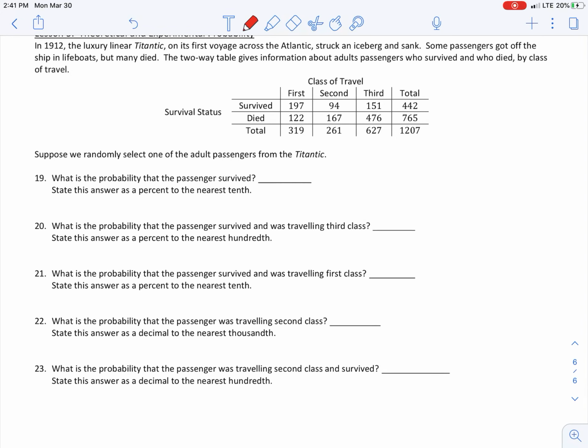Okay, let's see, last page. So in 1912, the luxury liner Titanic, in its first voyage across the Atlantic, struck an iceberg and sank. Some passengers got off the ship in lifeboats, but many died. The two-way table gives information about adult passengers who survived and who died by class of travel. So basically, this is saying class of travel is your first, second, and third class people.